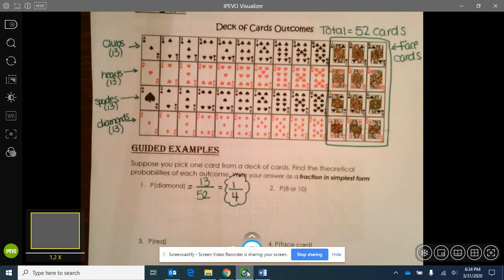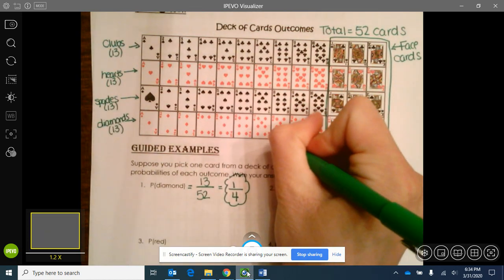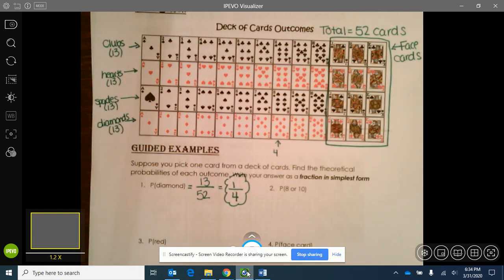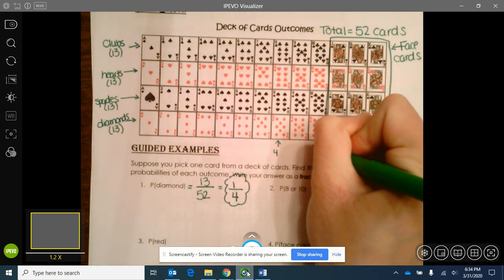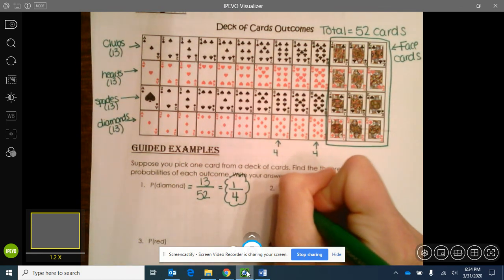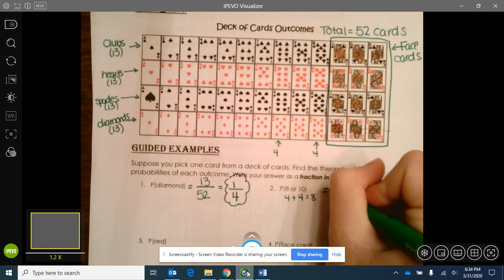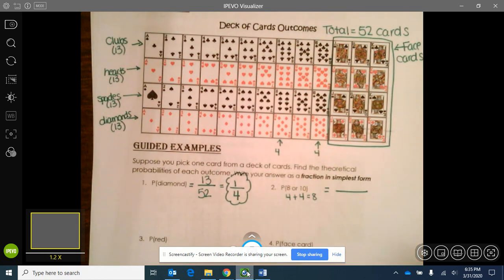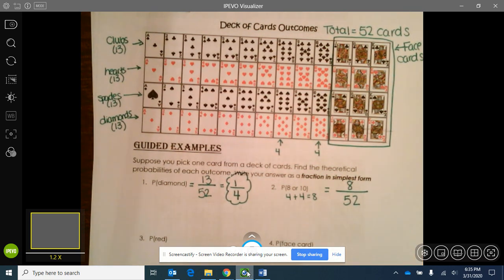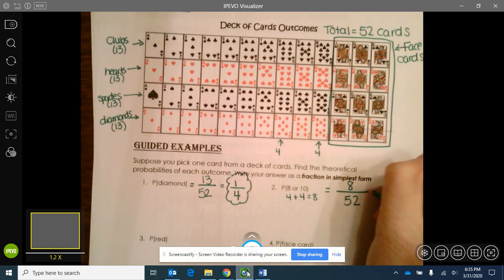Okay, question 2 says the probability of an 8 or a 10. If you look at this nice visual of all the cards up here, you can see that I have 4 cards that have the number 8 on them, and I have 4 cards that have the number 10 on them. So there are actually 8 cards that I would be okay with picking. So 8 or a 10, there are 8 cards that have an 8 or a 10 on them. So 8 out of 52. Now that fraction is not simplified, so you want to go ahead and simplify that. You will get 2/13ths.